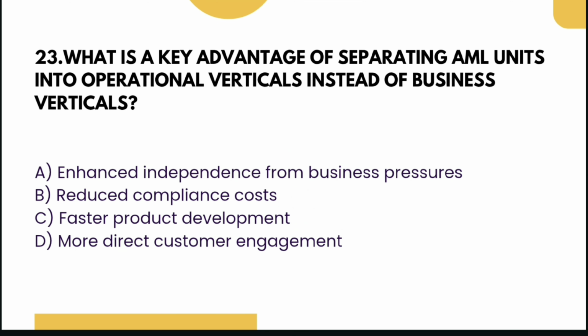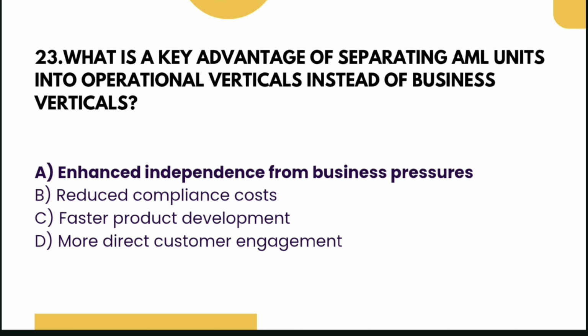Next question, what is the key advantage of separating AML units into operational verticals instead of business verticals? The options are A, enhanced independence from business pressure, B, reduced compliance costs, C, faster product development, or D, more direct customer engagement? The answer is A. Enhanced independence from business pressure.